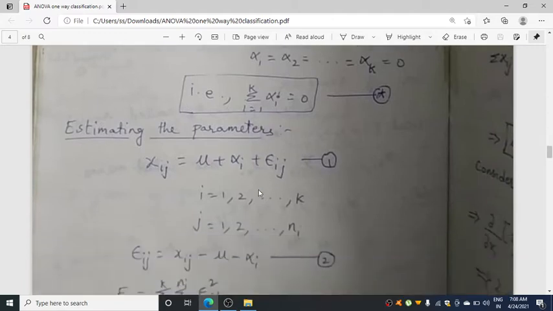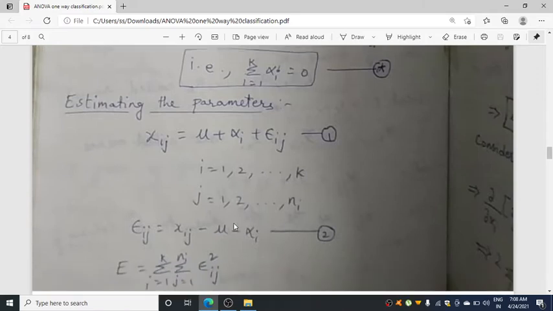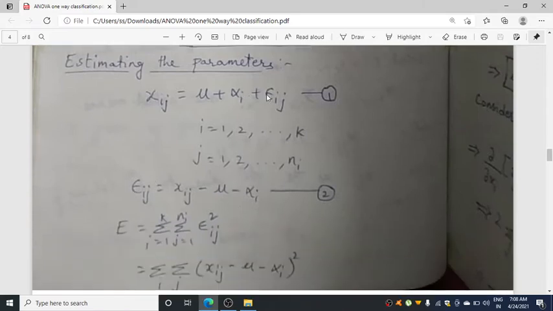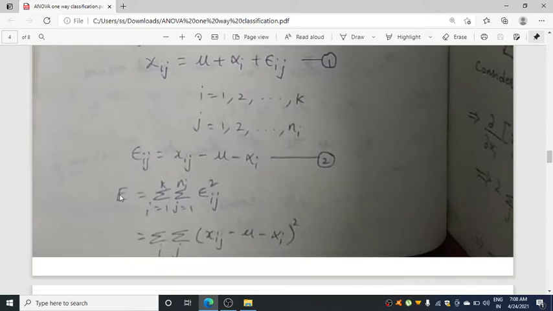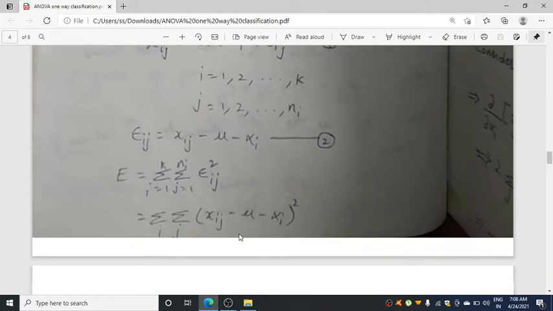Then estimating the parameters: xij is equal to mu plus alpha i plus epsilon ij. This one we denote as equation 1, marked with a star. Then you can write epsilon ij is equal to xij minus mu minus alpha i. We have the formula E is equal to summation of epsilon ij square, so epsilon ij square is nothing but xij minus mu minus alpha i, whole square.